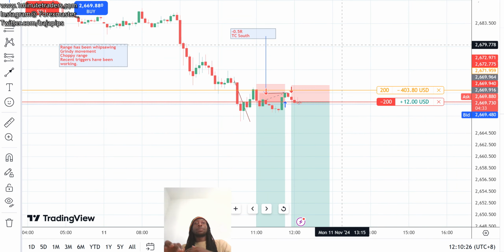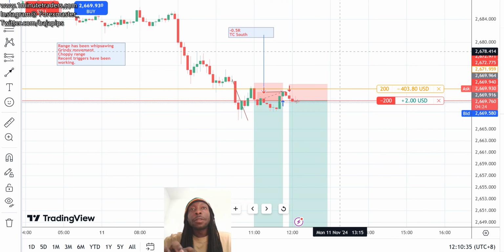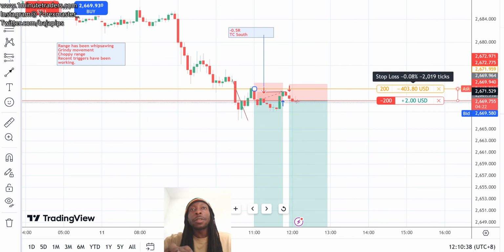The market will humble you. I had to squint my eyes a little bit to see where that wick was. I'm not trailing my stops too close to market. I could reduce this risk.